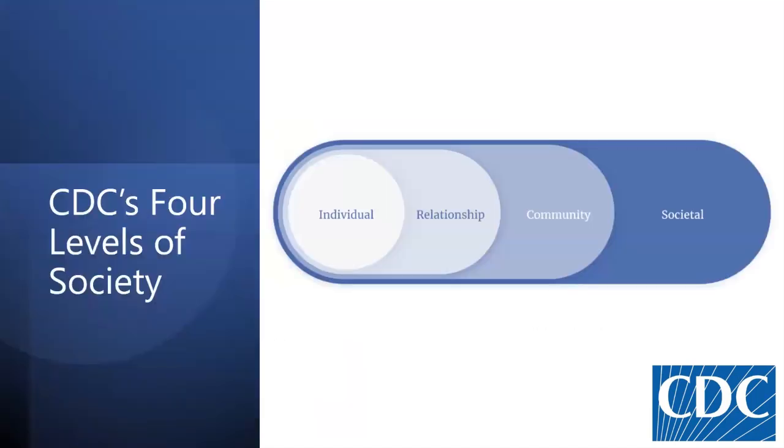The CDC breaks down society into four levels. First, you start with the individual themselves. Then you have that individual's relationships that they are a part of. Next is the community that the individual and their peers reside in. Then all three of these levels make up the society. Prevention methods exist in each societal level, and achievement of these methods will reduce suicide rates significantly.